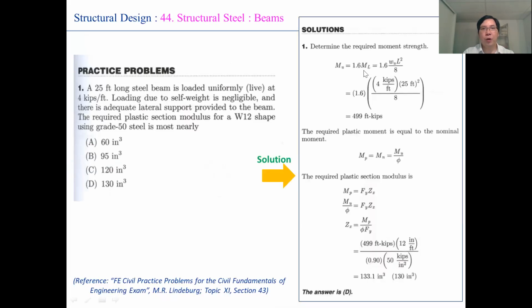So for this problem, you can first calculate the required moment strength by this equation. After, you can calculate the required plastic moment by this equation, and the required plastic section modulus is calculated by this equation, and finally you can find the result. And when you compare the final result with the options, you can find that the correct answer is D.